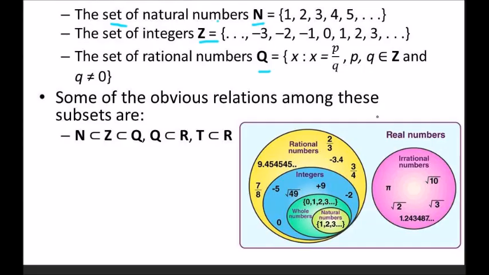The rectangular box contains all the elements of real numbers. Inside the rectangular box, all the circles, which are the subsets of the real numbers, are rational numbers, integers, whole numbers, natural numbers, and irrational numbers.